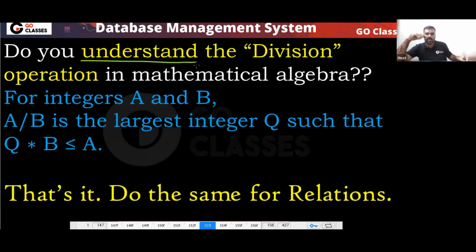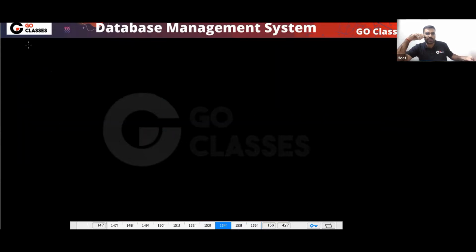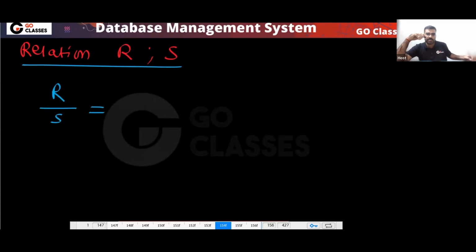What is the division operation in normal, general mathematics? Very simple. You have to do exactly the same for relations. So if you have a relation R, and let's assume you have another relation S, now do exactly the same. Tell me, what will be R divided by S? This result will be Q, such that Q is the largest. Remember, these are relations R, S.